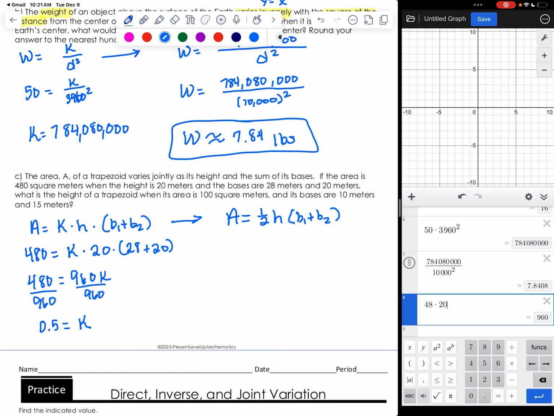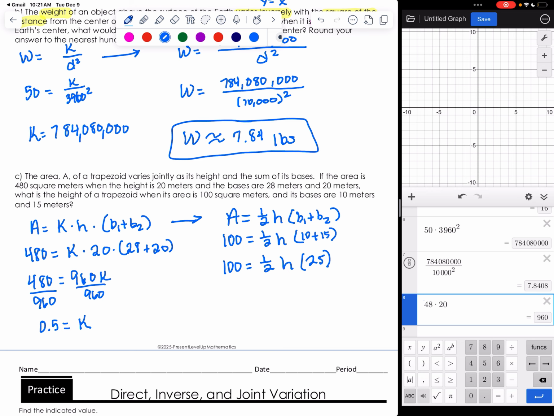What is the height of a trapezoid when its area is 100 square meters and its bases are 10 and 15 meters? So half, we do not know h, but we know this is 10 plus 15. So 100 equals 1/2 times h times 25.